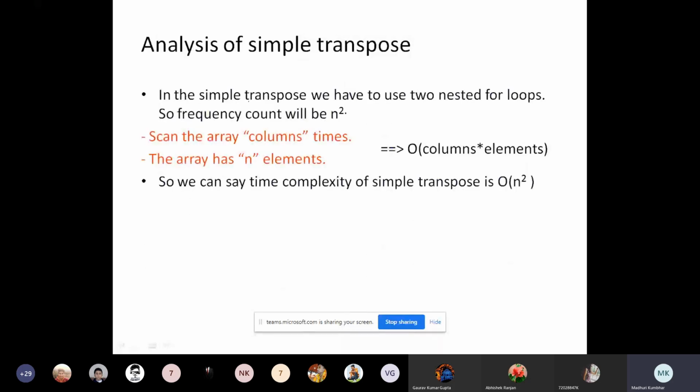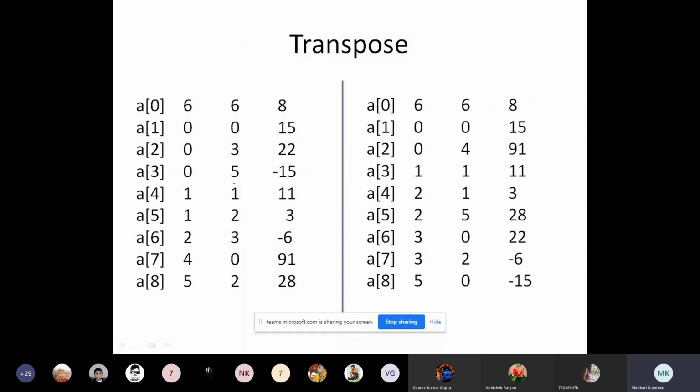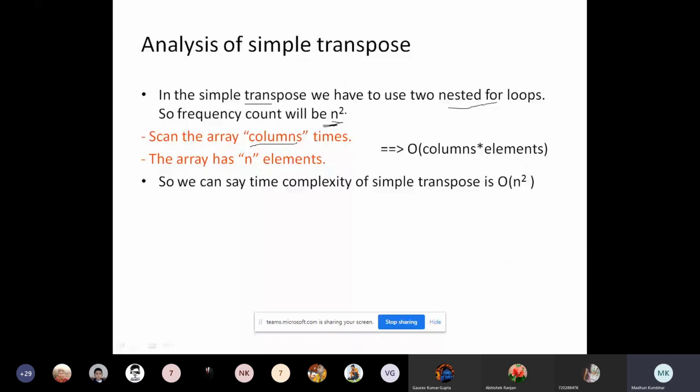What is the analysis? In simple transpose, we have to use two nested for loops. Okay, and as it is two nested for loops, the count will be n square. Okay, so we need to scan the array columns number of times. Agree? Columns number of times, I need to scan the array. Okay, because कितने elements हो सकते हैं, from 0 to 5. Okay, some elements are present, some elements are absent, but what is the worst case? I consider all the elements are present.